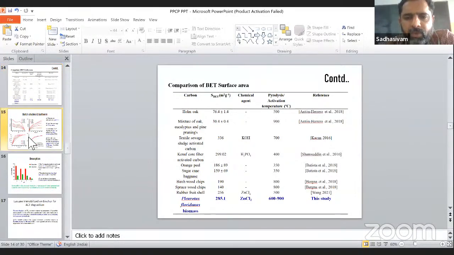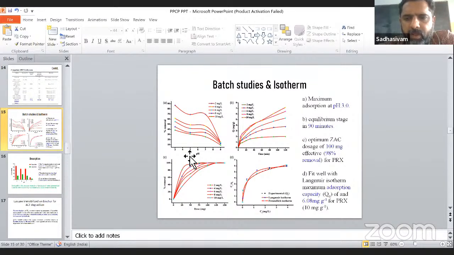As usual, the removal efficiency of the biomass is quite high. It could remove up to 100 mg of piroxicam in a very short time, I would say less than 90 minutes. So these are all different studies to confirm the efficiency of biomass-based absorption. So this is case number 5.